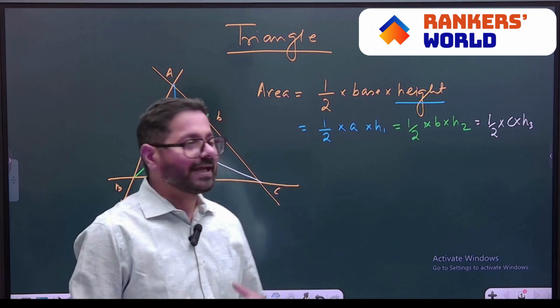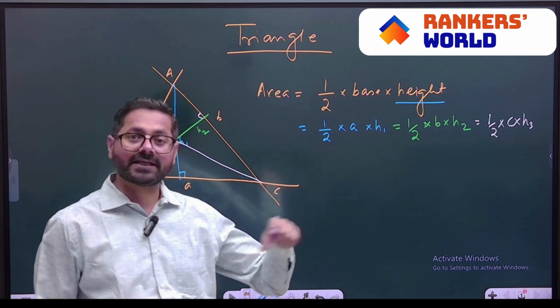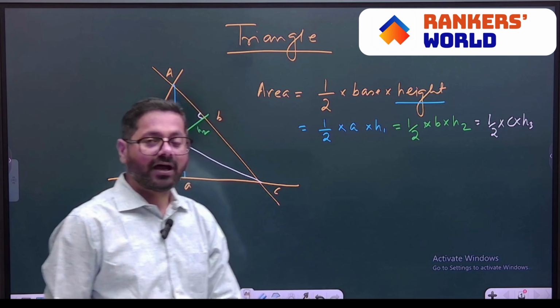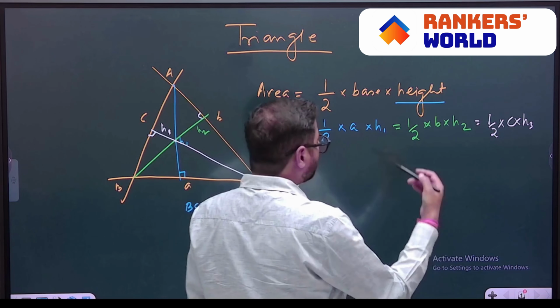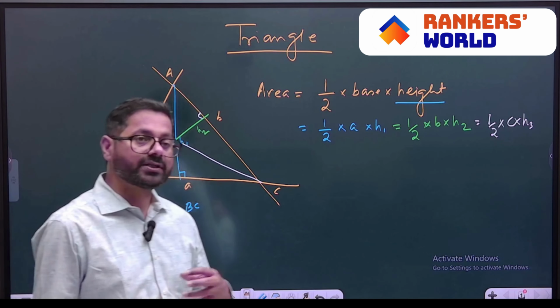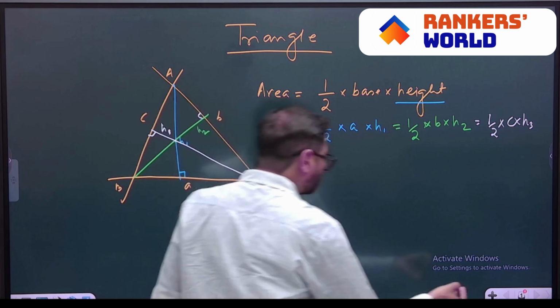So the area of a triangle is half base into height, but the moment my heights are different, the base pairs are different. I can represent this as half base into height. What is the importance of these heights? I can learn through an example.